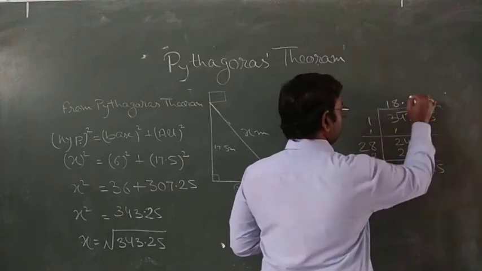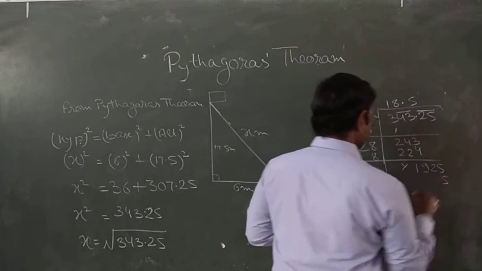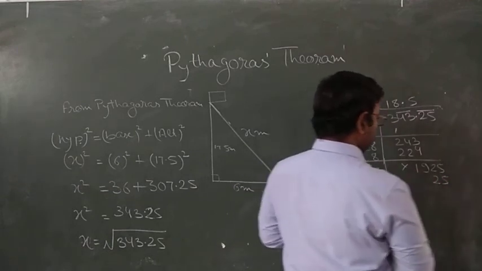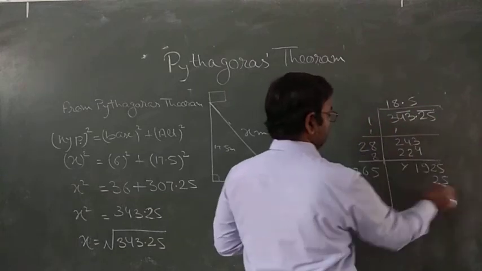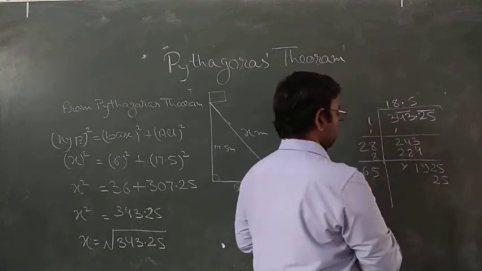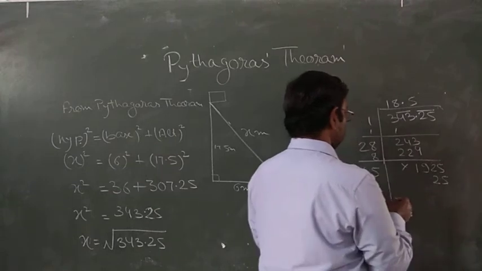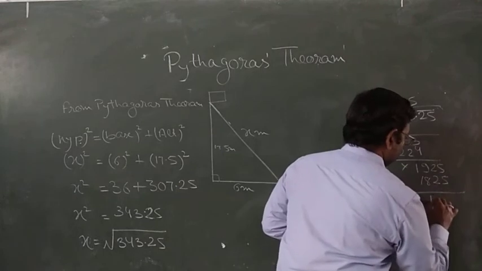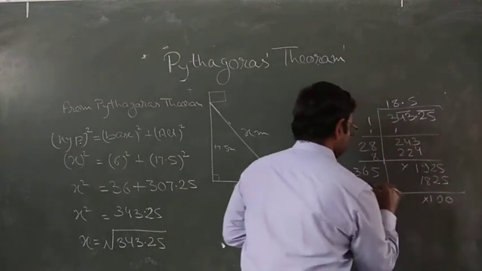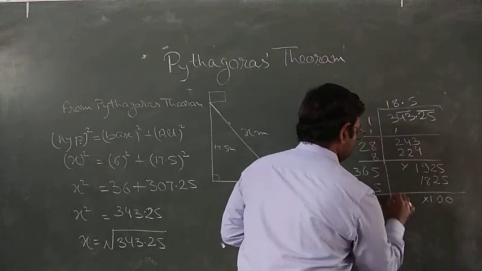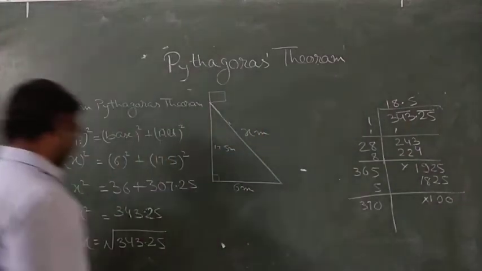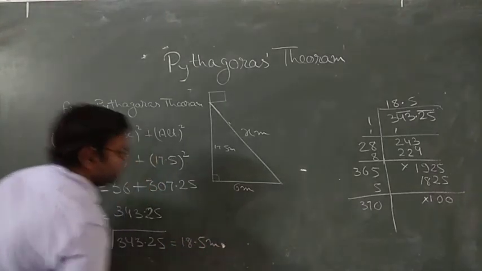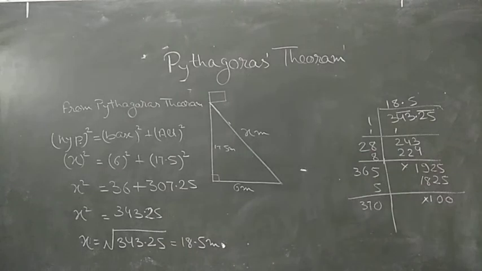5 5s are 25, 2 carry 5 6s are 30, 30 plus 2 is 32, 3 carry 5 3s are 15 plus 3 is 18. So the zeros cancel. It's 370, need not move further. It's 18.5 meter approx. This is your result.